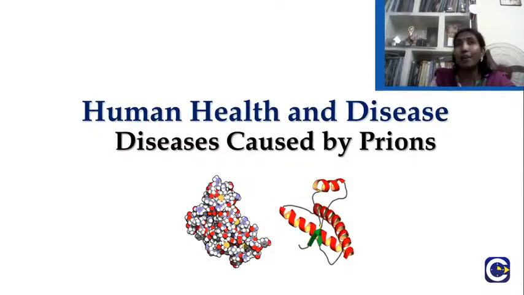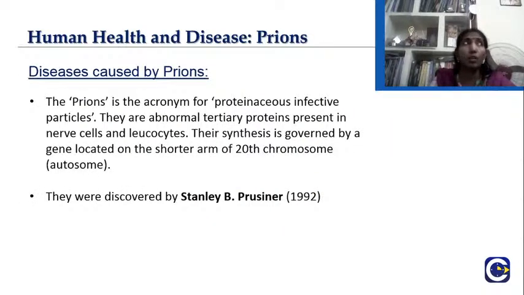Next we are going to see about the disease that is caused by the prions. What are prions? The prions are nothing but proteinaceous infective particles. They are abnormal tertiary proteins, present in the nerve cells and leukocytes. They are very infective particles that are present in the nerves as well as in the leukocytes.